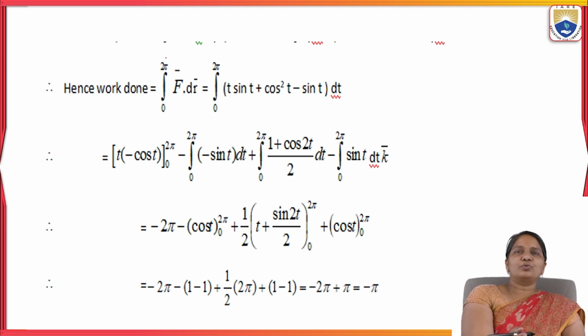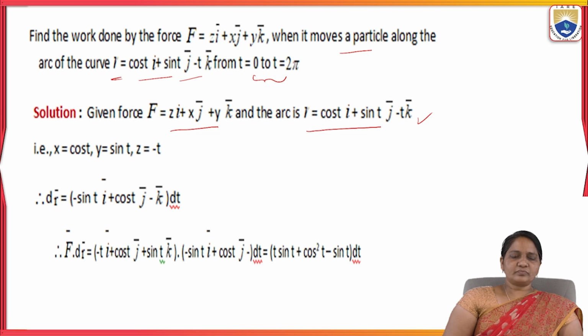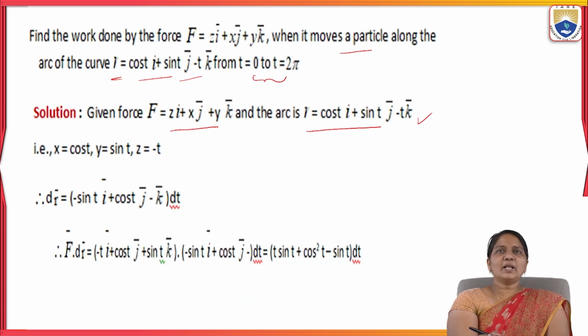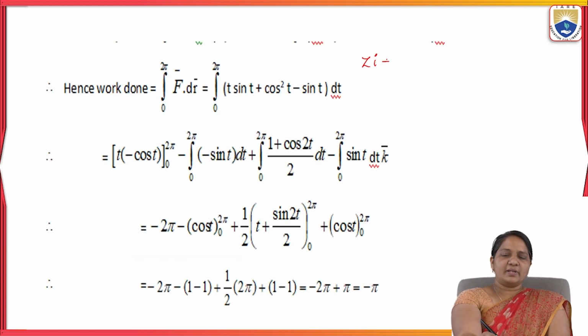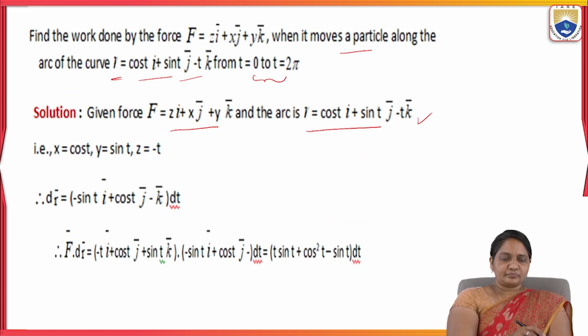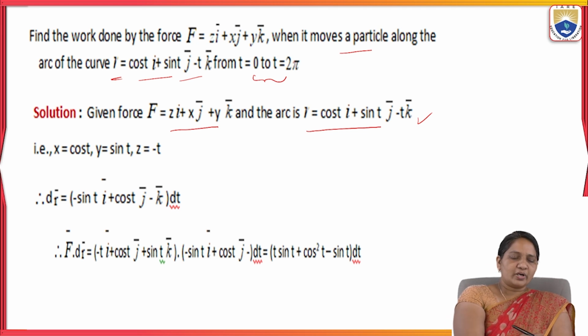So integral 0 to 2 pi F bar dot dr bar. So F bar is nothing but zi plus xj plus yk, dot dr bar, which is nothing but dx i, dy j and dz k. So when you compare the x and y values, we got minus sin t into i plus cos t into j minus k.